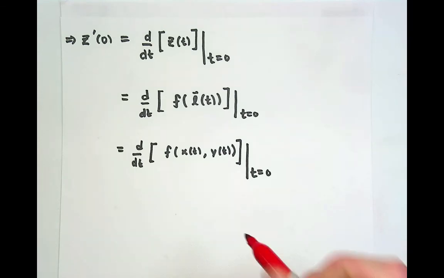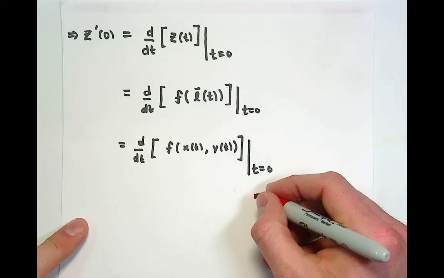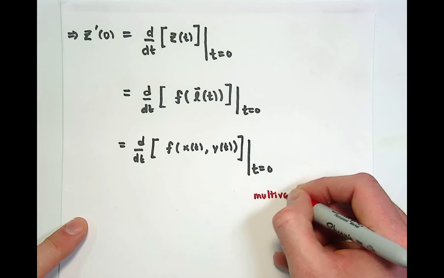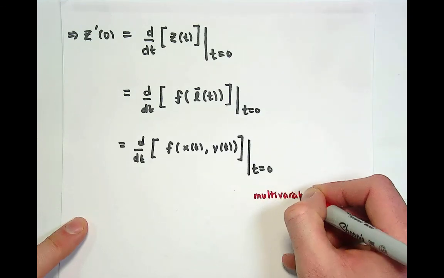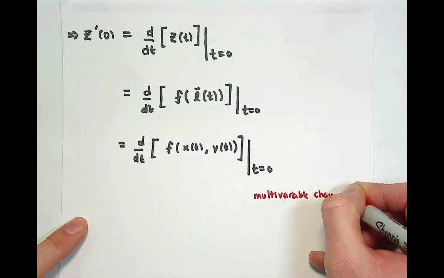But this is the multivariable chain rule that we just saw in lesson 10. So here we call this the multivariable chain rule.